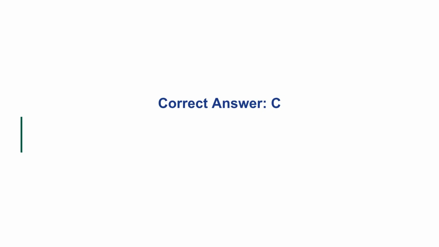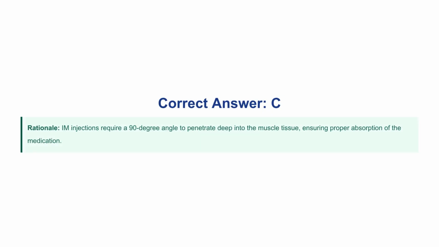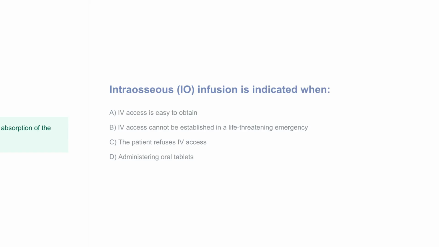What is the angle of insertion for a typical intramuscular IM injection? The correct answer is C, 90 degrees. IM injections require a 90-degree angle to penetrate deep into the muscle tissue, ensuring proper absorption of the medication.